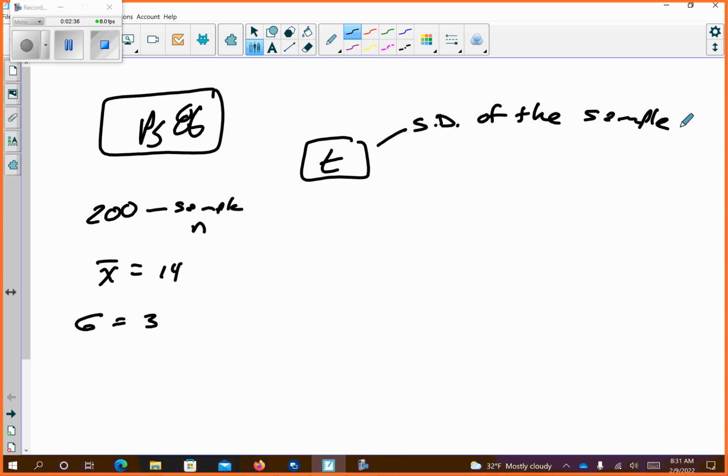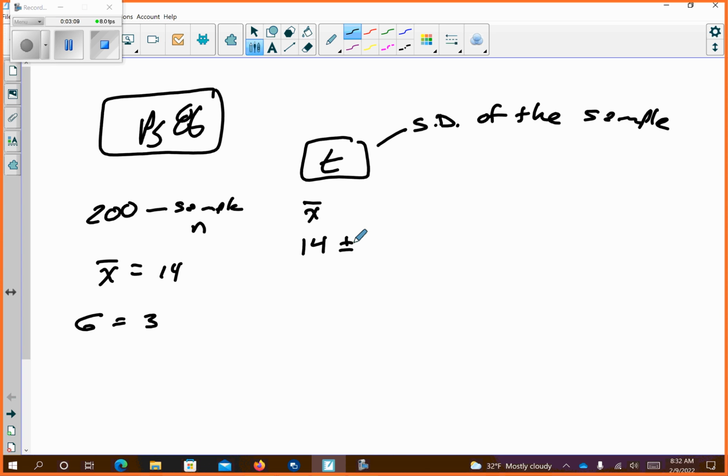Okay, so I will make copies of the T-distribution form. I'll make extra copies of the T-distribution in case you misplace it, so you'll have that. So we're going to do this. We have N equals 200. So we're going to go 14, which is our mean, plus or minus.